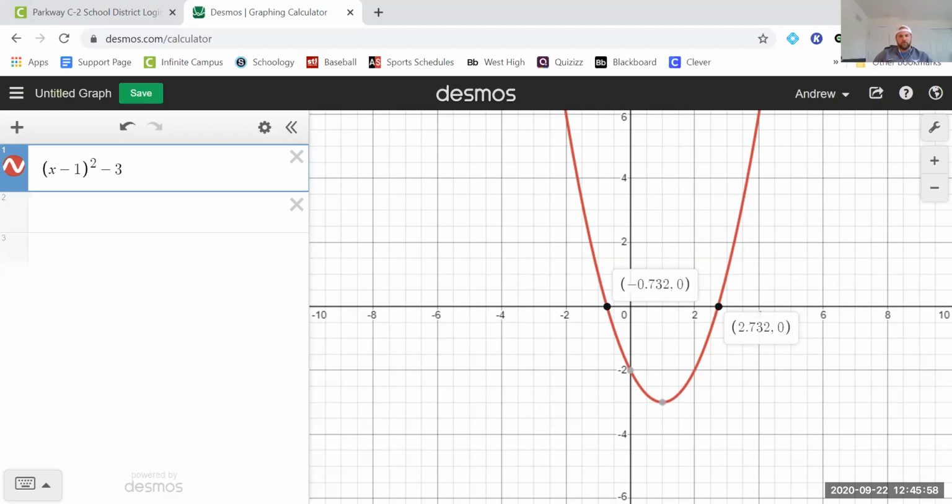Anybody else having issues typing any of this in with their calculators? Yeah, mine is working now. Okay, perfect. You're welcome.